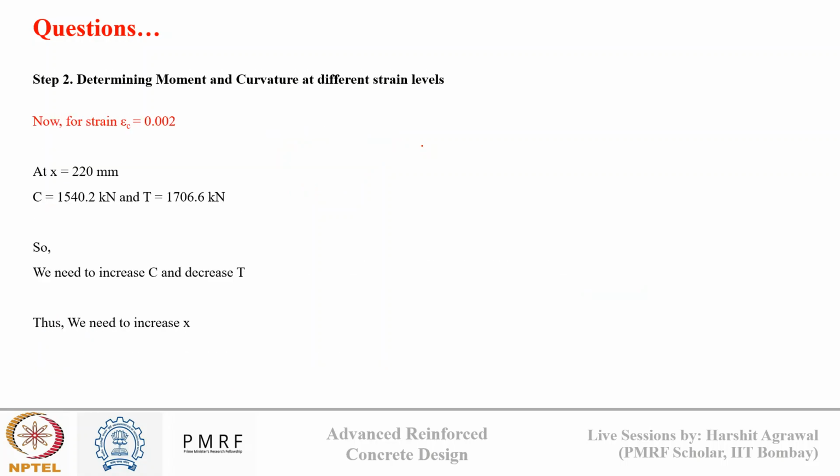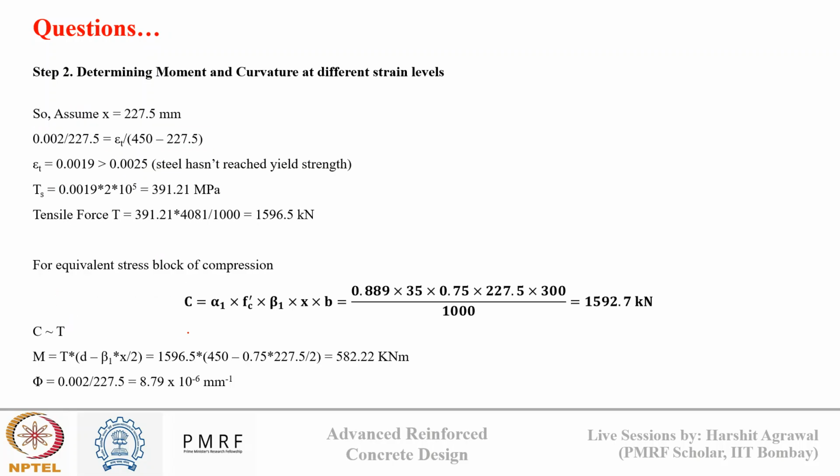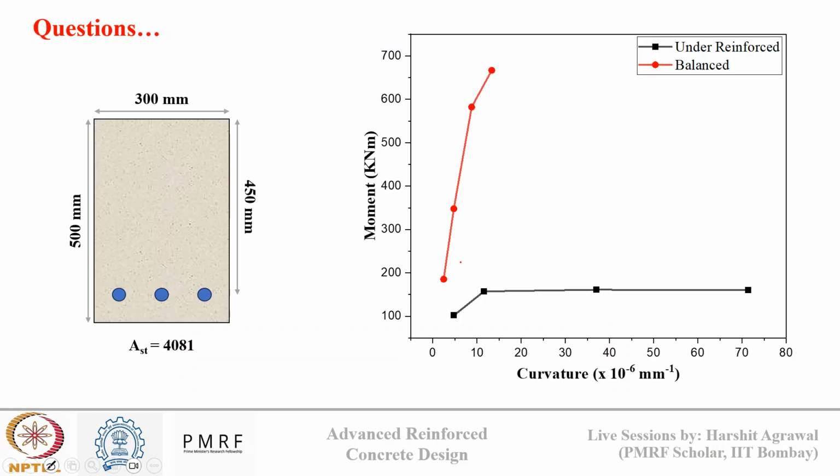Same I did for strain in concrete at 0.002. I did the calculation multiple times until I got C is equal to T. And at neutral axis depth of 227.5, I got tensile force very close to compression force. So I again calculated moment and curvature. So this is how I got the moment and curvature values for multiple points. And if you plot this new data, you can see this is for balanced condition and this is for under reinforced condition.